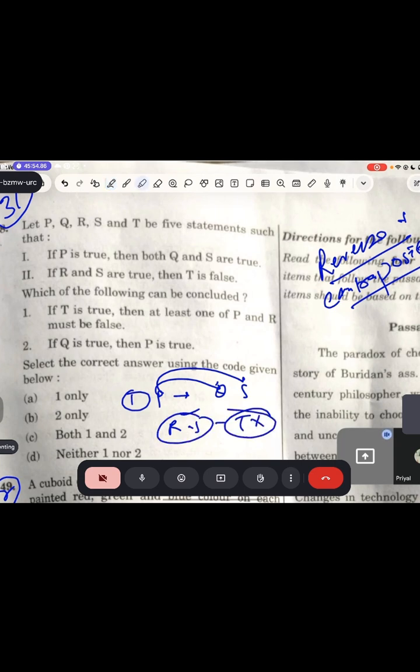Okay. Now read the first statement. If T is true, then at least one of P and R must be false. Let's say T is true. Then one of R and S has to be wrong. Because see, if they are true, then T is false. But if T is right, then they have to be wrong. So first is wrong, right? Now see, second.